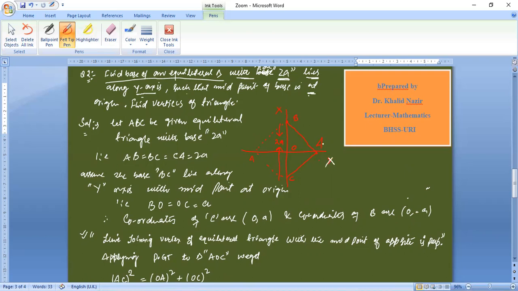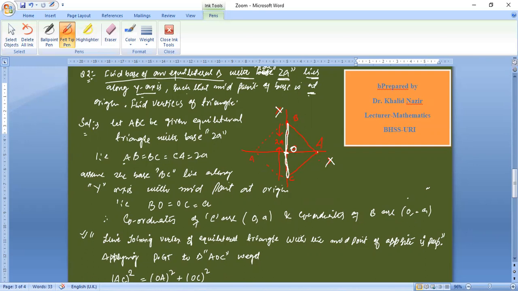Suppose this is x-axis and this is say y-axis. This is the given side, say 2a, right? Since its midpoint is at origin, it means that this very side would be a, and this very side would be a, right? So I have taken the triangle ABC, and I have taken base along y-axis, right?